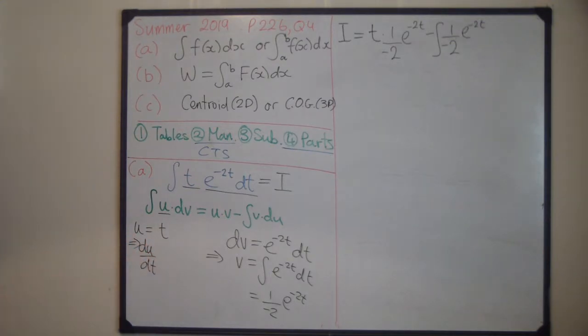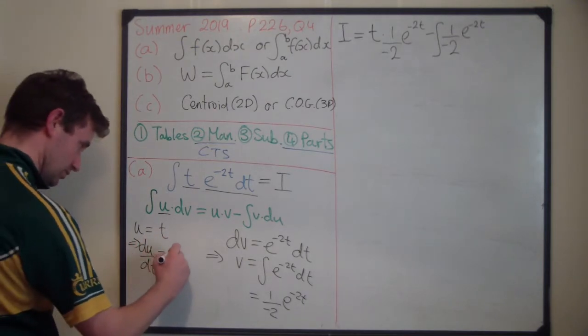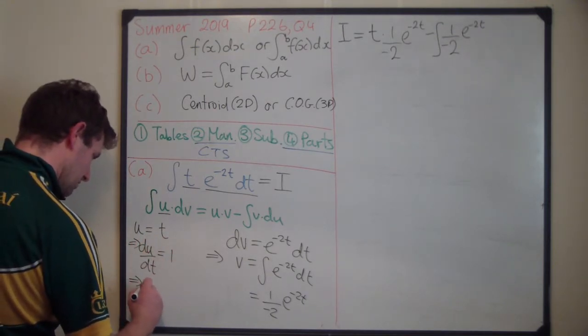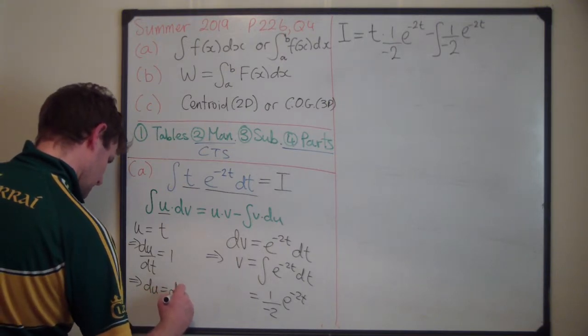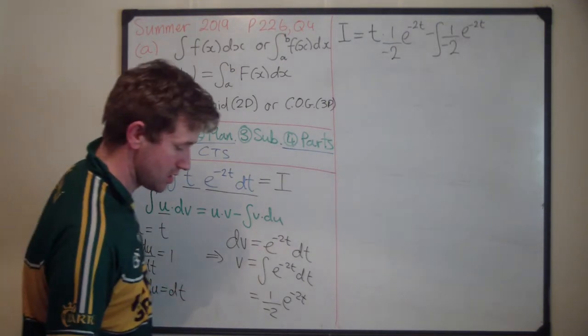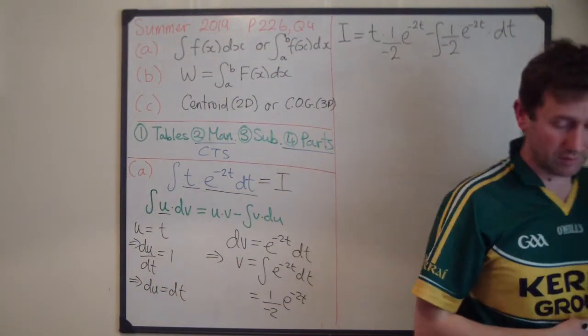So if you've got u and you want to get du, you need to differentiate. So du dt, the derivative of t with respect to t, is 1. Multiply both sides, nonsense but it gives you the right answer. du is equal to 1 dt, which is equal to dt. So that's us using the formula.